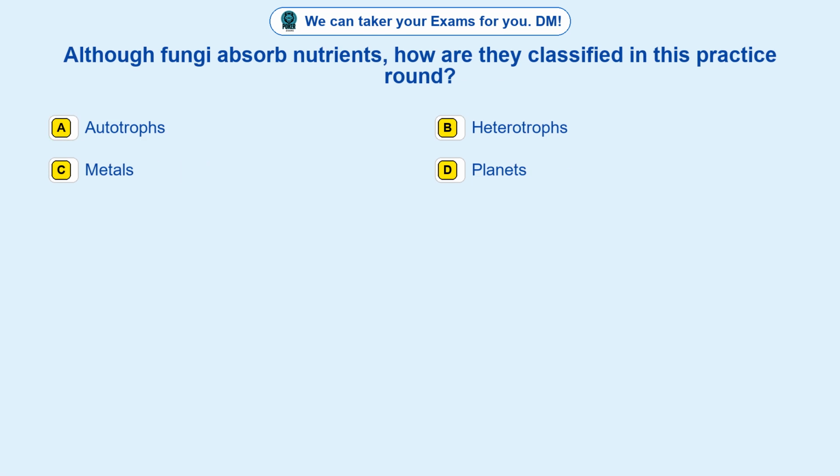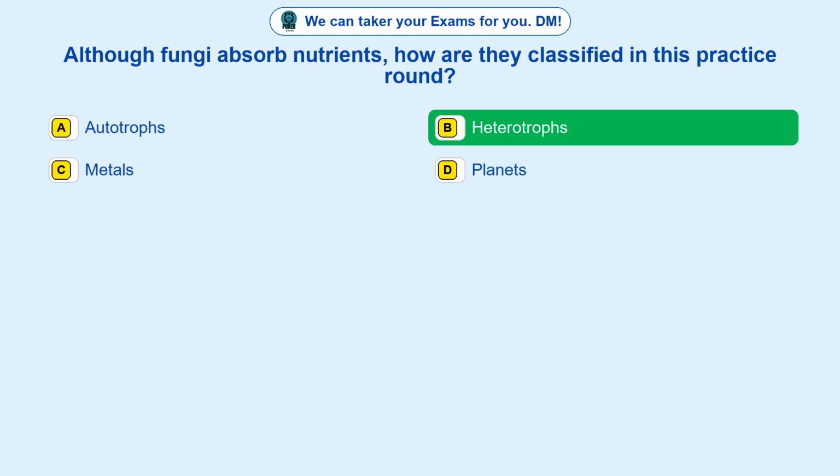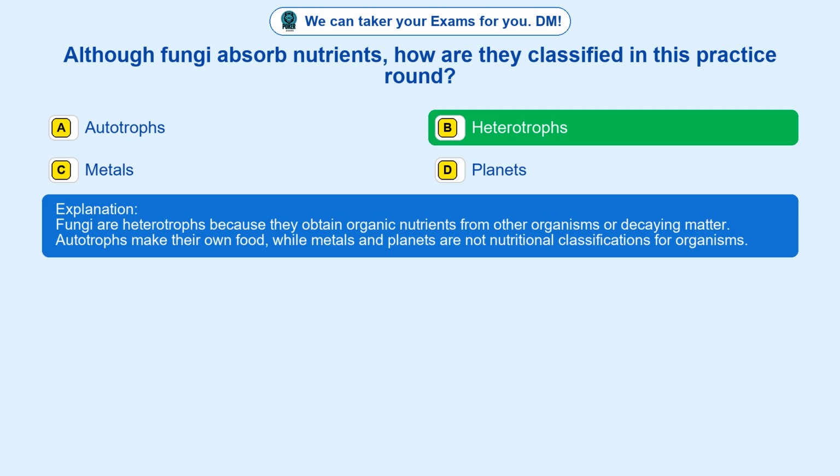Question 21. Although fungi absorb nutrients, how are they classified in this practice round? Option A. Autotrophs. Option B. Heterotrophs. Option C. Metals. Option D. Planets. The correct answer is option B. Heterotrophs. Fungi are heterotrophs because they obtain organic nutrients from other organisms or decaying matter.